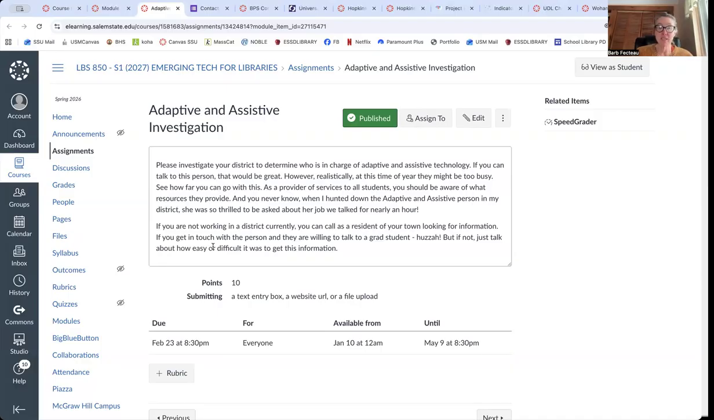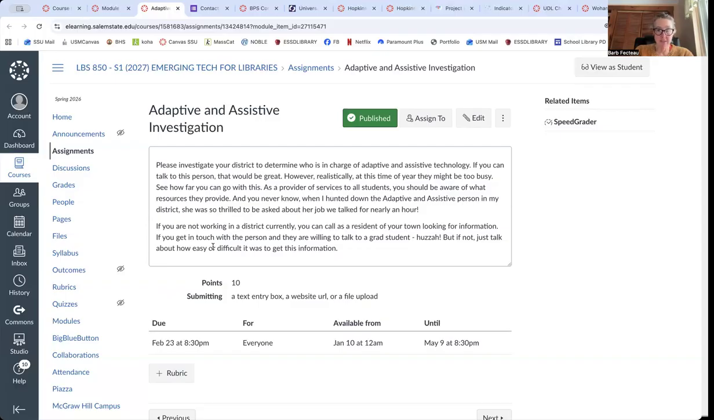When I first started doing this, the majority of people who were working in schools found out that they were considered the adaptive and assistive person by virtue of being the tech person in their district or in their school, particularly with elementary school kids. I think people have gotten much better about it. The laws have tightened up a little bit, but still, it's still a question. It's not easy to find out.